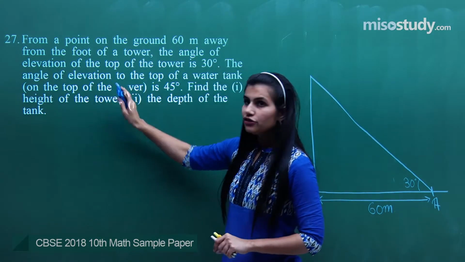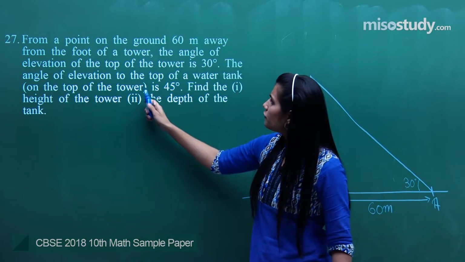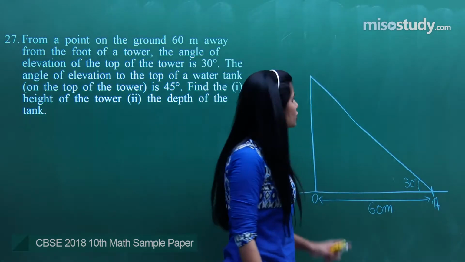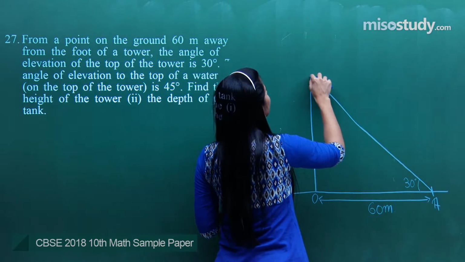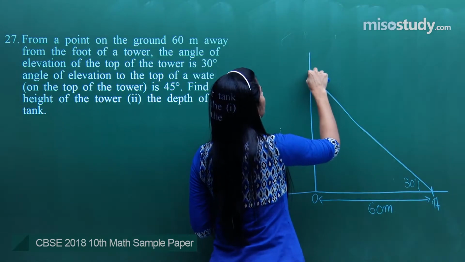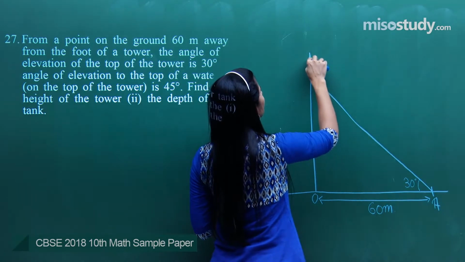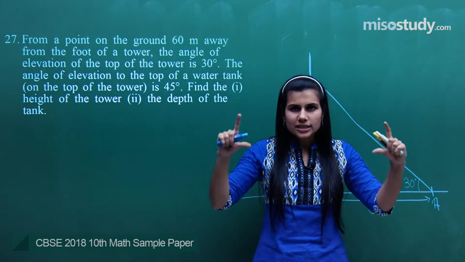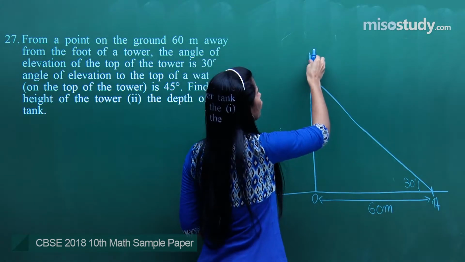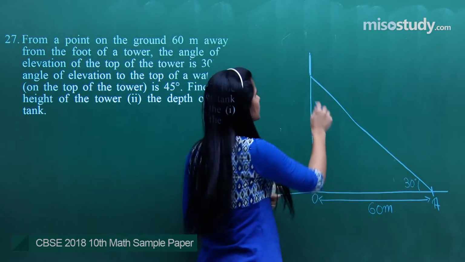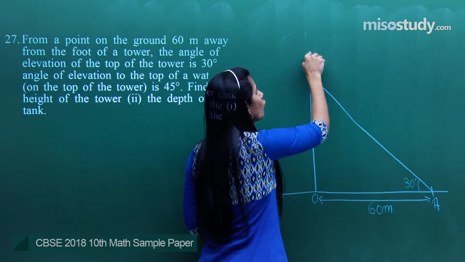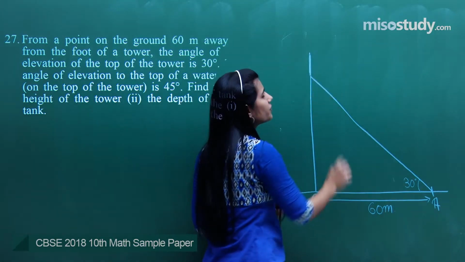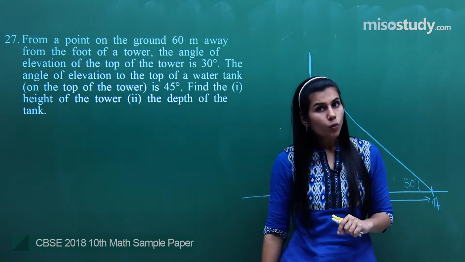Once you have this, let's see what the question further says. The angle of elevation from the same point, the angle of elevation to the top of a water tank on the top of a tower. So this tower has a water tank above itself. Now suppose this is the height of that water tank or the depth of that water tank. It's a water tank which has a certain depth. Now that is kept over the tower. Now this was the highest point of the tower. Over it the water tank is kept. Now this is the height of the water tank or the depth of the water tank.